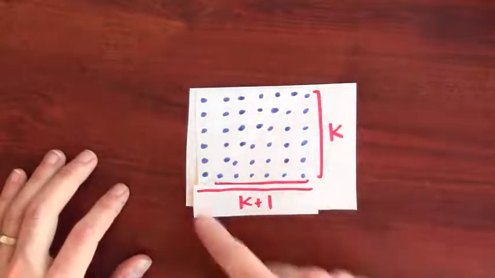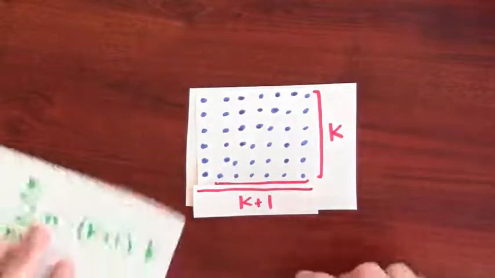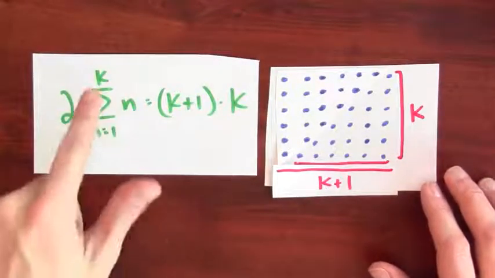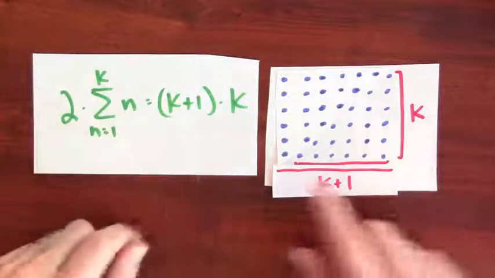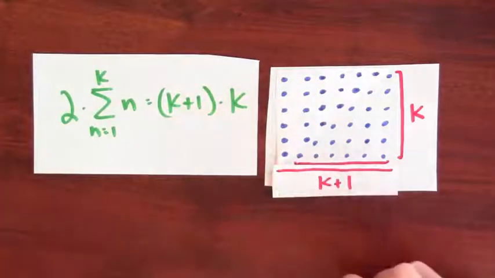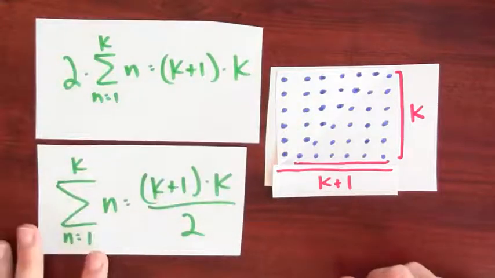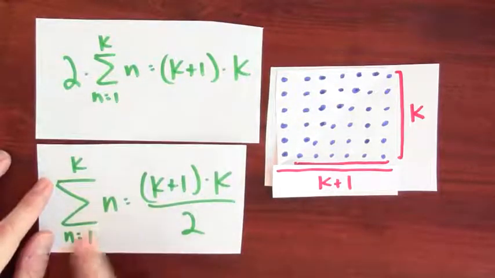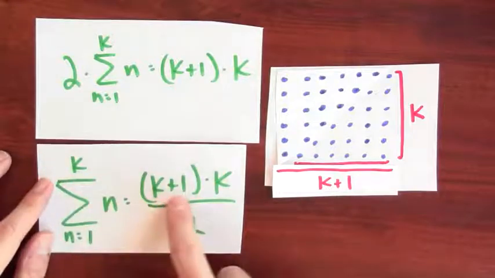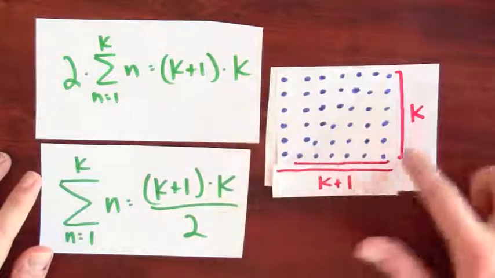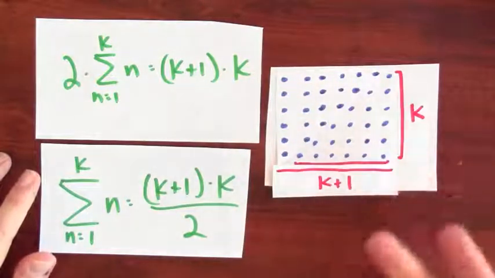So I know there's k plus 1 times k dots, and this is 2 copies of the sum that I'm interested in. So 2 times the sum I'm interested in is k plus 1 times k, the number of dots in this rectangle. And consequently, if I just divide by 2, I get the formula that I'm interested in. The sum of n goes from 1 to k is k plus 1 times k over 2. It's half of the number of dots in this k plus 1 by k rectangle.